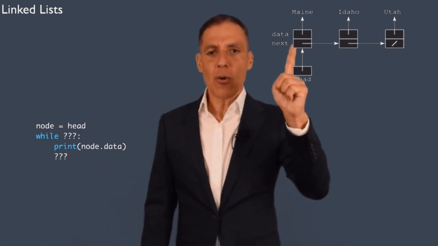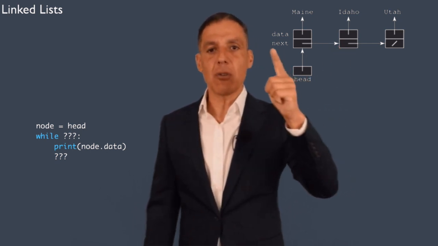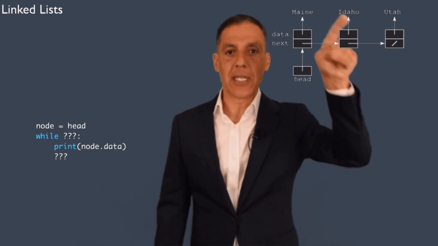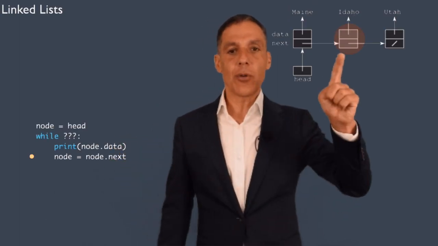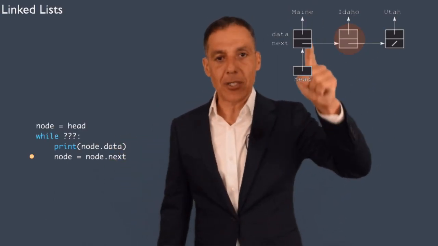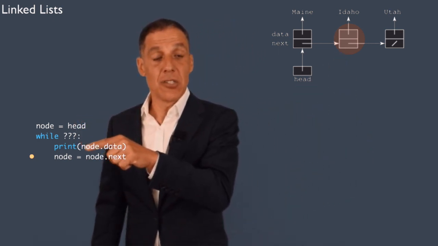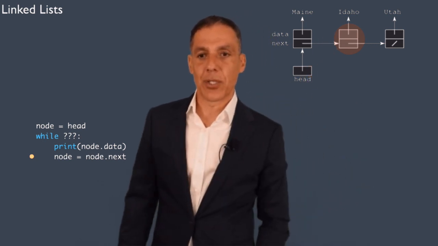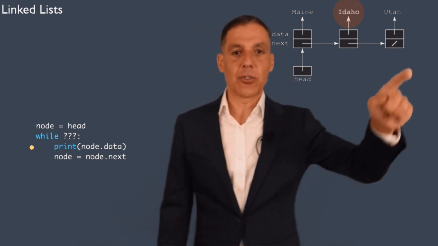Well, node, I'm done with this one, so I want the node to be, well, whatever's next. Oh, all right, so node equals node, this one, dot next. So now node will be this little guy right here. Good. So node equals node.next, and now node is this object. And so again, let's not worry about the stopping condition. When I print node.data, it now will print Idaho. Good. So we print Idaho, we come back up to here, and now I'm going to say node equals node.next.